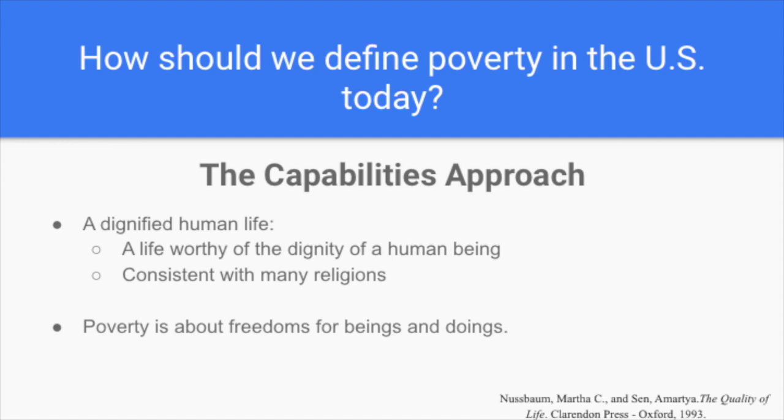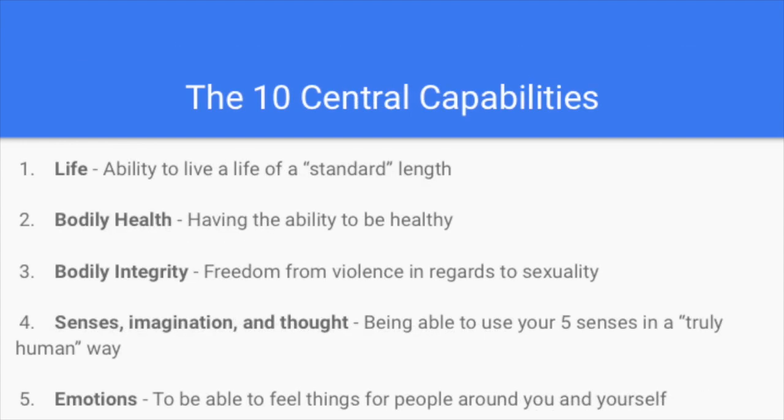At the heart of the capabilities approach is freedom. According to the capabilities approach, poverty is about freedoms for beings and doings. The capabilities approach revolves around what is believed to be the 10 essential capabilities as defined by Martha C. Nussbaum in Creating Capabilities, the Human Development Approach. These are the 10 things you have to lead a healthy and dignified human life.